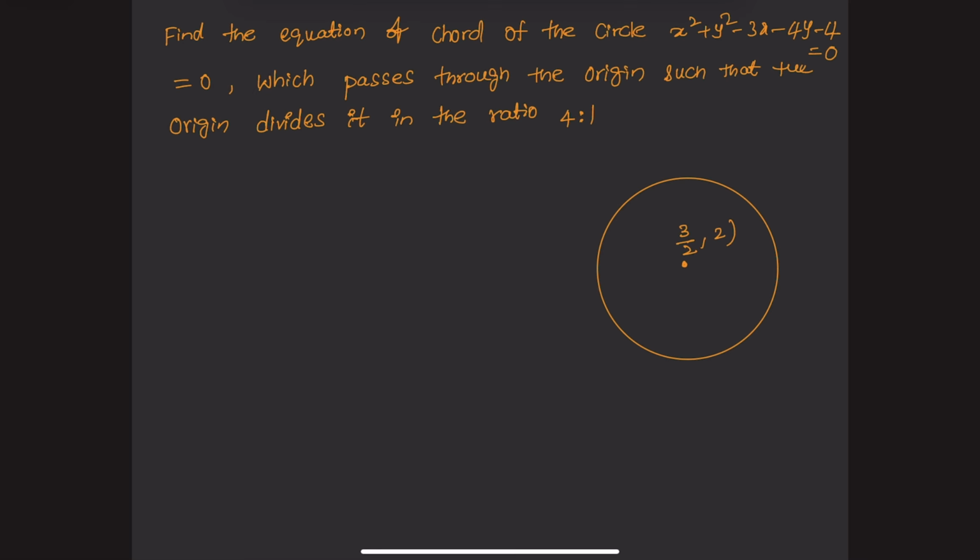Center is 3 by 2 comma 2. And you have to find the equation of chord of a circle. Let us say there is a chord here. You have to find the equation of this chord. Let us say this is A and B, which passes through origin.